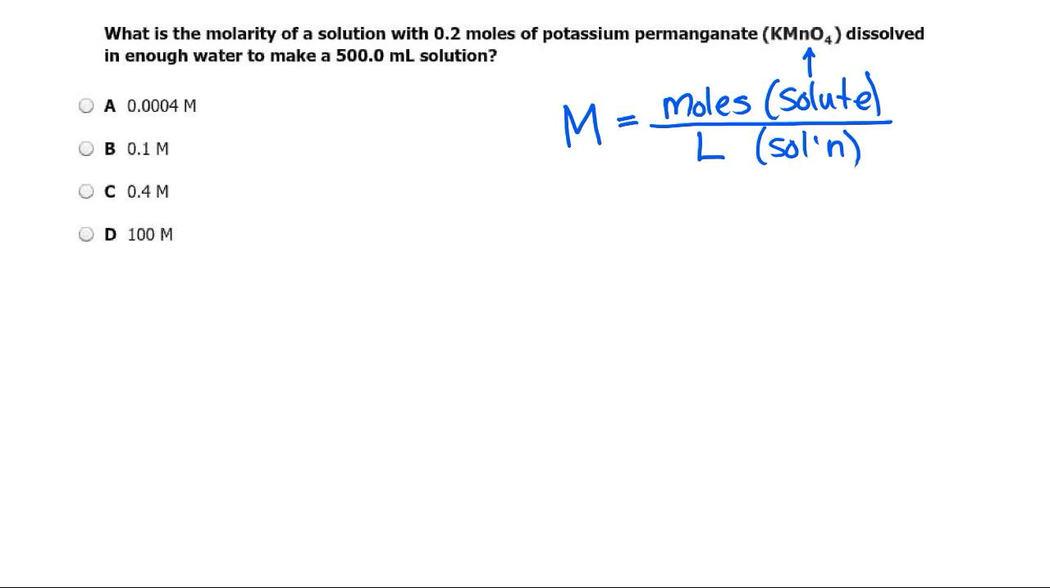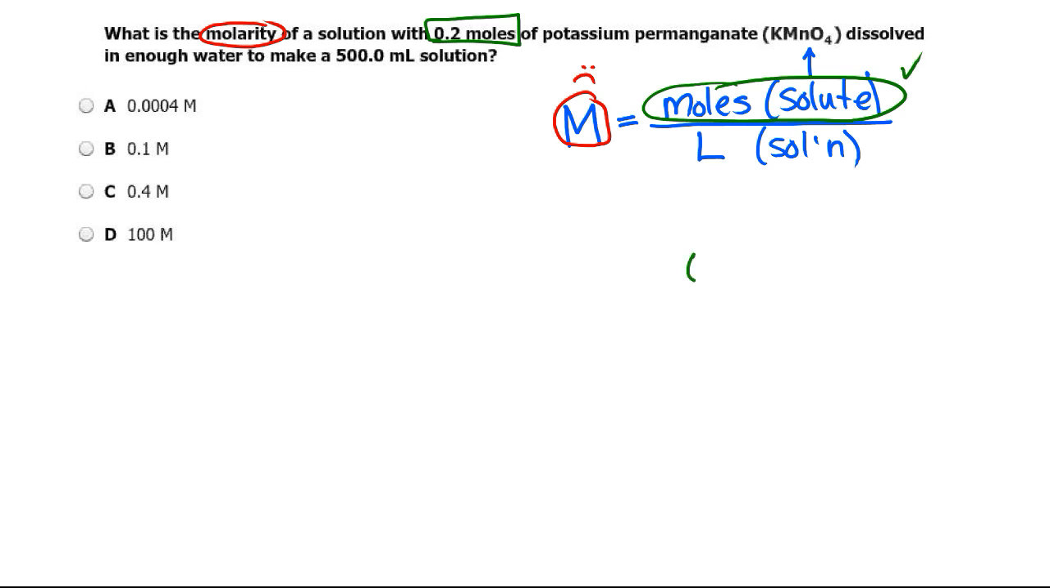So let's see if we can pick out some pieces. We are finding the molarity, so we don't know the molarity. We are given the number of moles of potassium permanganate, that is 0.2. And we have the volume of the solution. But look carefully at the volume of the solution.